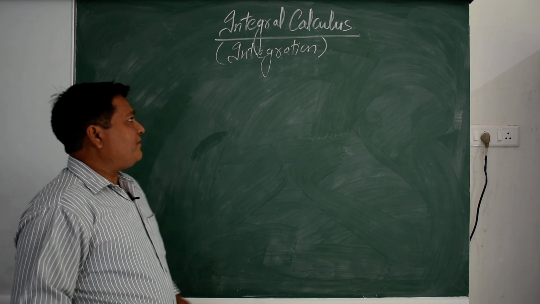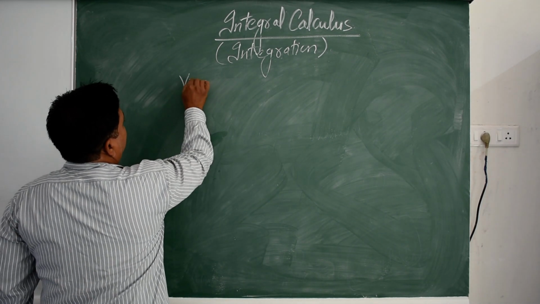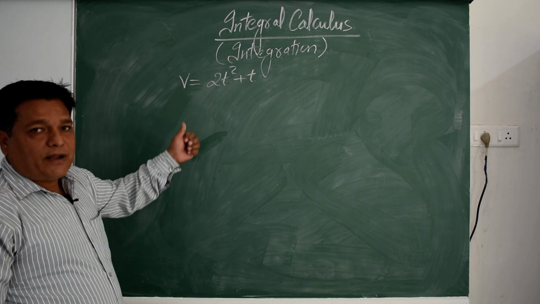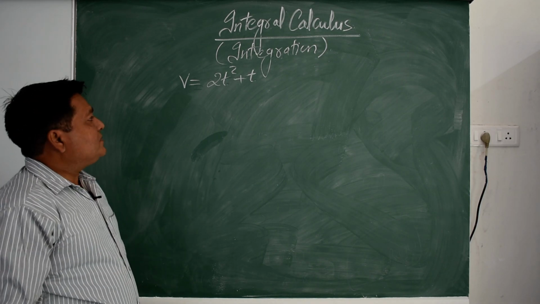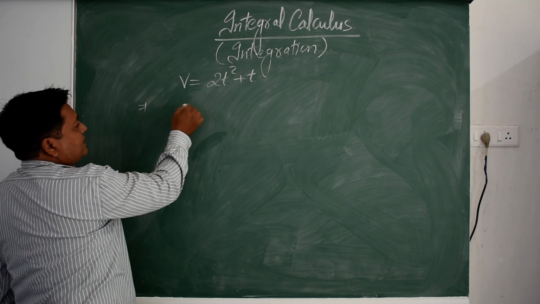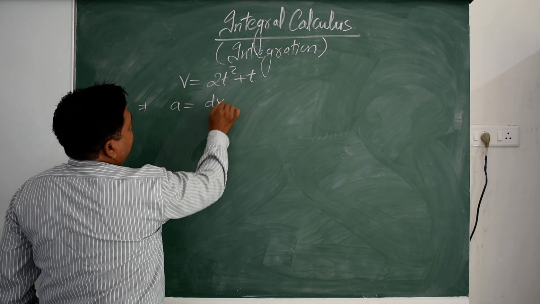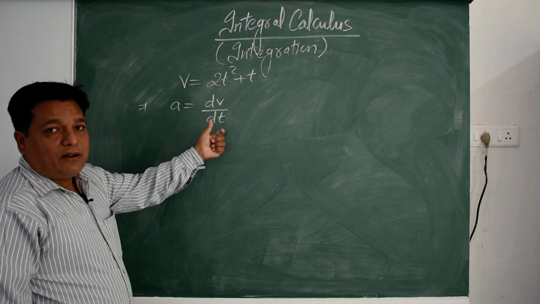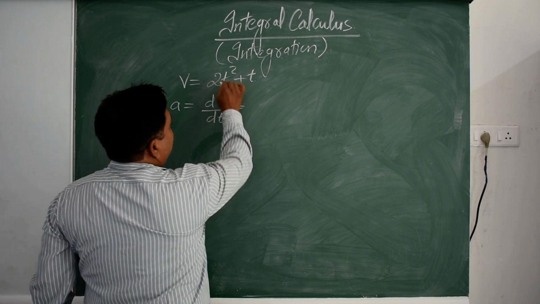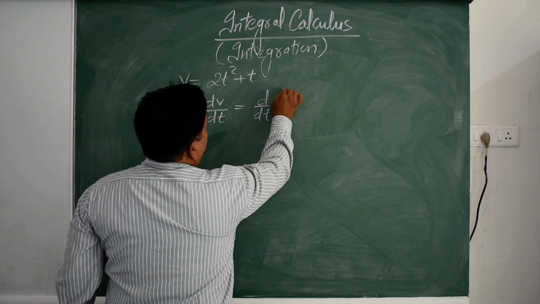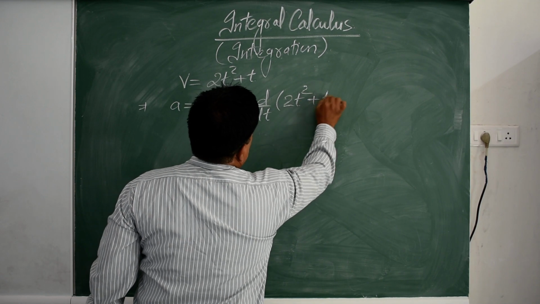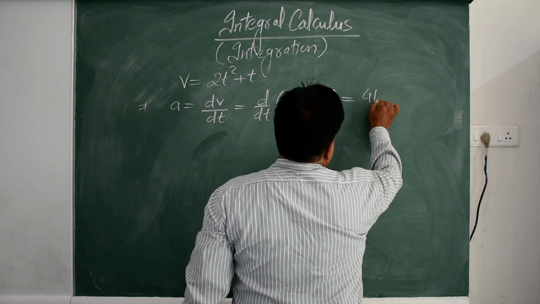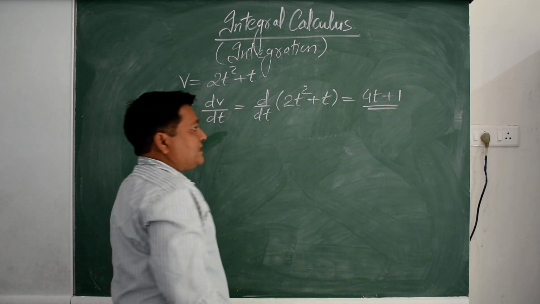Suppose we are given velocity v equal to 2t square plus t, and we are asked to find the acceleration. What do we do? We differentiate this velocity with respect to time t. dv by dt, the rate of change in velocity with respect to time, is d by dt of 2t square plus t. The answer will be 2t into 2, that is 4t, plus 1. This will be the acceleration.